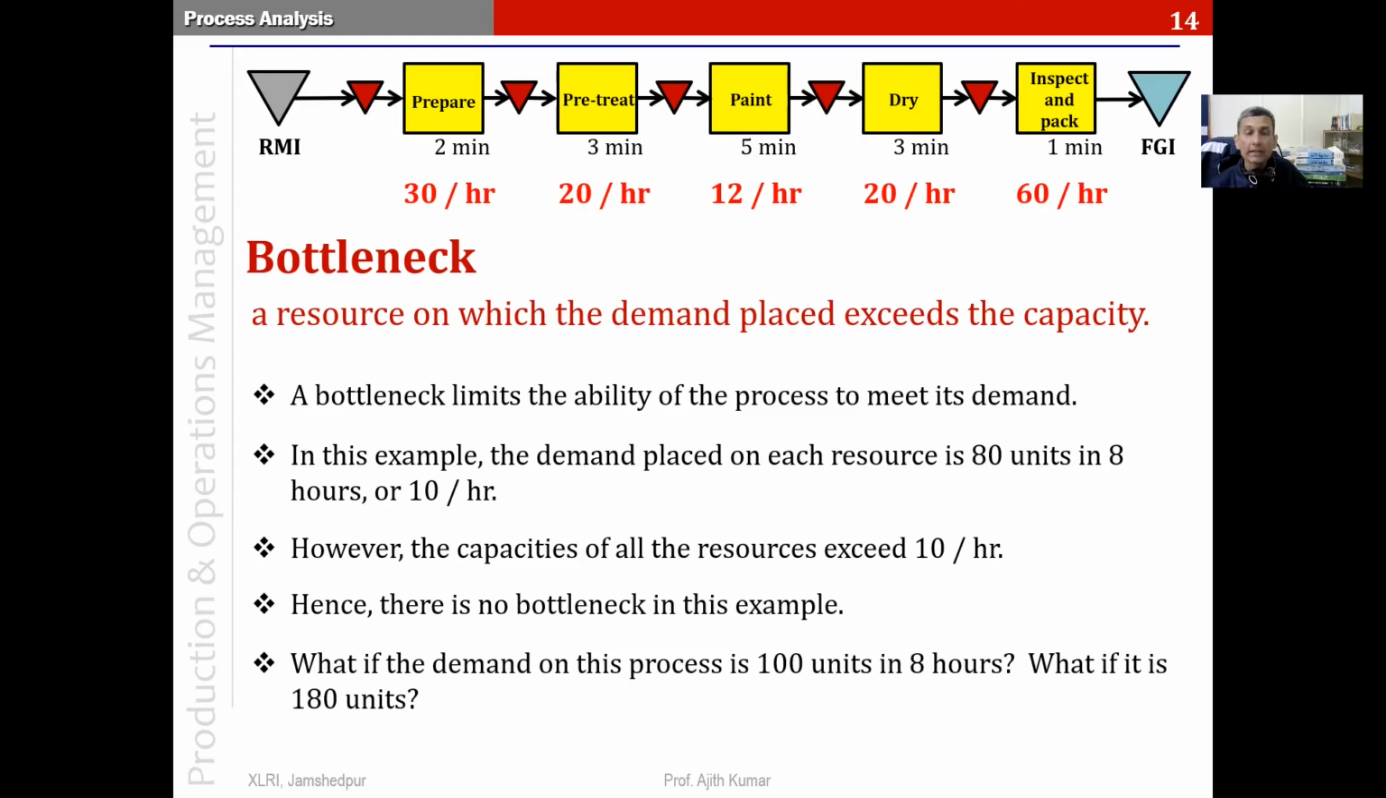In that case, you would see that the paint resource becomes the bottleneck, right? So there, the demand placed is more than the capacity. Next, what if the demand was 180 units in 8 hours? 180 units in 8 hours corresponds to 180 by 8, which is 22.5 units per hour, which means that not only the paint resource, but also the pre-treat resource and the dry resource, these two resources also become bottlenecks. So that shows that as the demand increases, multiple resources in the process become bottlenecks, and they all prevent the process from meeting its demand.